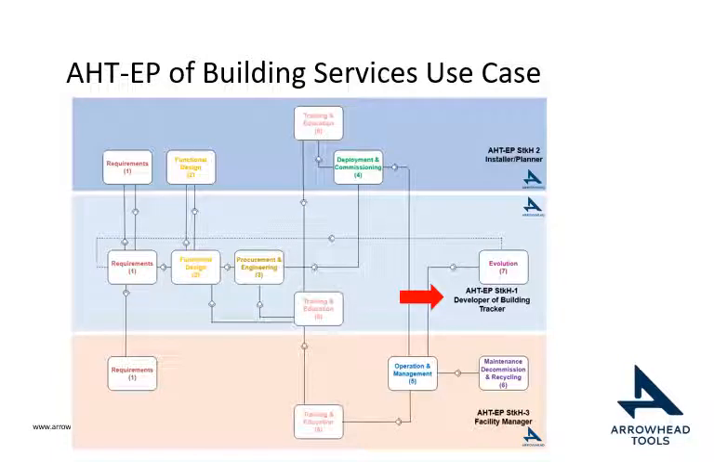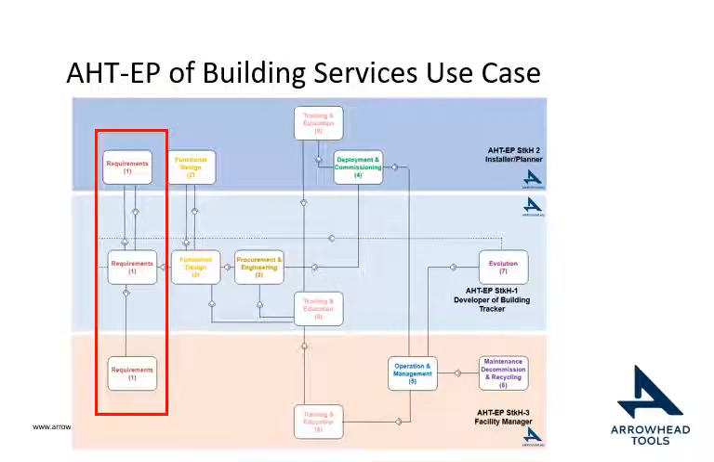The engineering process shown here is the process that takes place to provide the optimization service to a specific building project. The main stakeholder is the developer of the building tracker, called stakeholder 1. This stakeholder leads the entire process. In addition, there are 2 other stakeholders, the installer and/or planner of the building services, called stakeholder 2, and the facility manager, who is in charge of the operation of the building services. This is stakeholder 3.